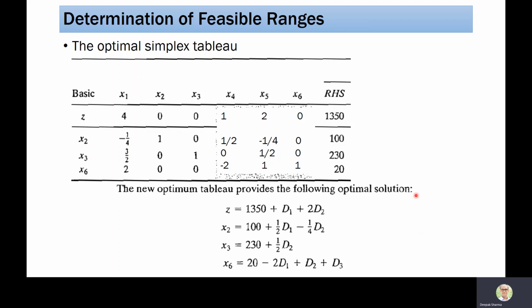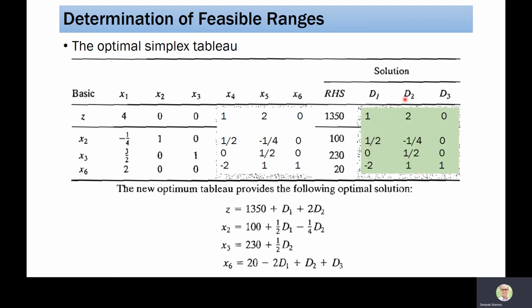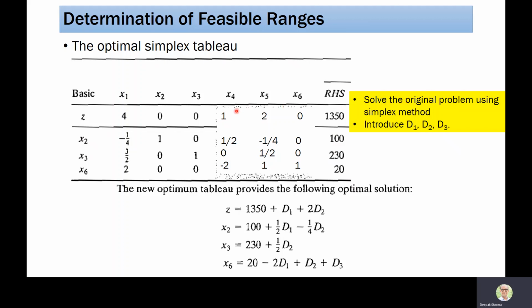Now in this case, we don't have to introduce these D1, D2, D3 at the start. What I can do is solve the original problem as it is. So this is the table, and I can introduce D1, D2, D3 at the last. I'm repeating again. We are solving the LP model as it is by the simplex method. Once we get the optimal simplex table, now let us introduce D1, D2 and D3. D1 is for constraint 1, so that's why it is above X4. D2 is for constraint 2, that's why it is above X5. And D3 is above X6.